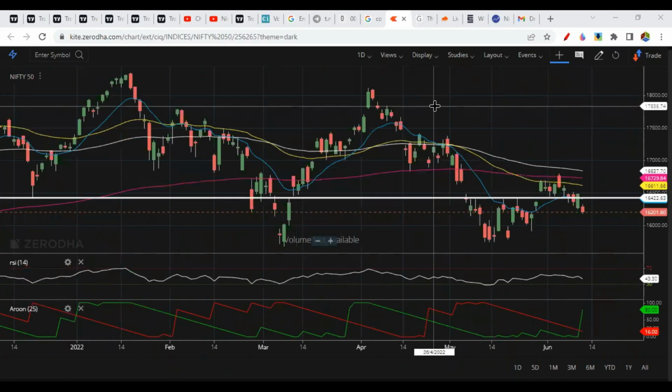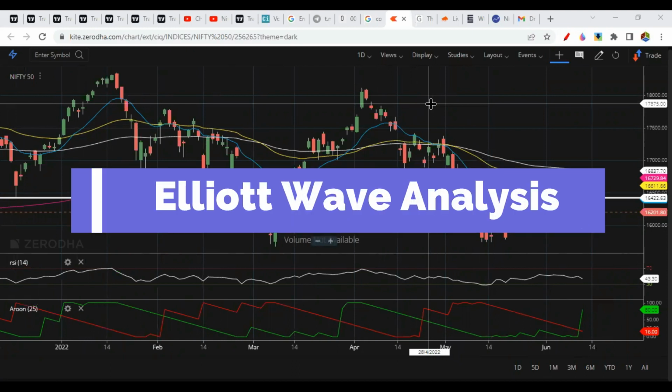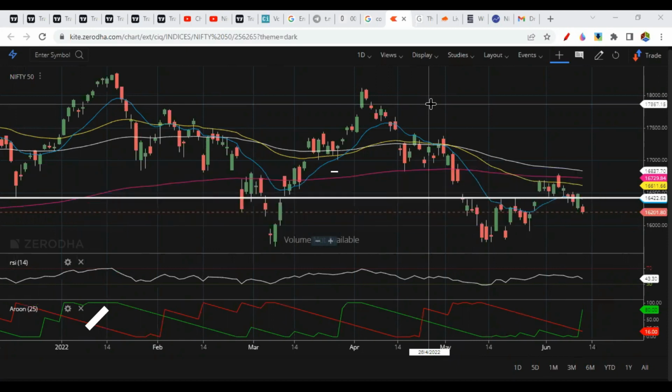So here we are going to discuss Nifty's move for the next week, and we are going to use indicators and Elliott Wave, then option chain to get the 360-degree view of the Nifty.